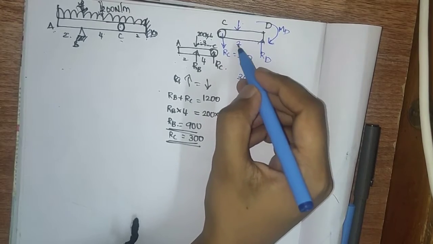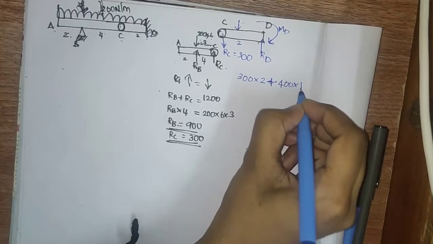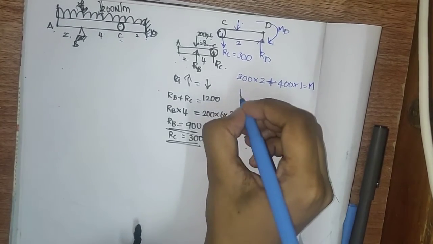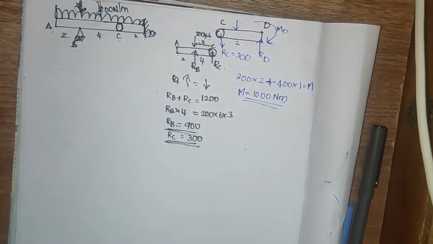So that is 400 into the centroid of this, which is 1. So plus 400 into 1 equal to M. So what will be the M? After solving, we will be getting 1000 Newton meter.